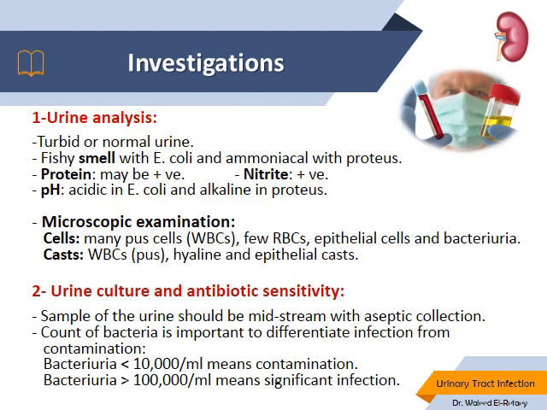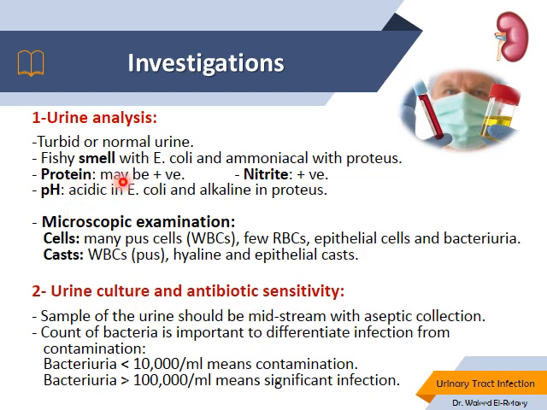Investigations that we need to diagnose urinary tract infection and acute pyelonephritis. Firstly, the first investigation, as we said in the beginning of the presentation, is the urine analysis. It's very important to use urine analysis in the diagnosis of any renal disease as a primary investigation. The urine may be turbid or normal in acute pyelonephritis according to the severity of infection.